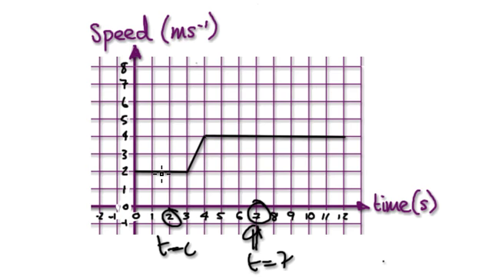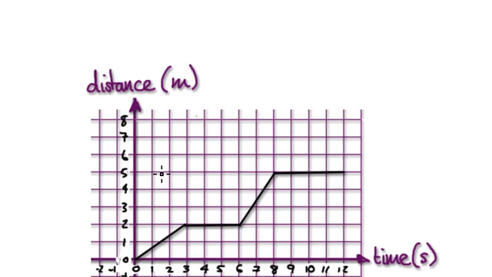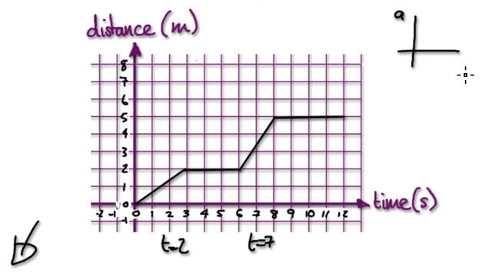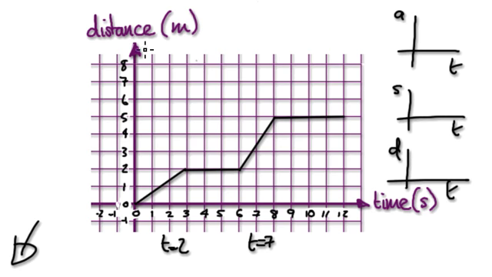Okay, the next one: given the distance time graph, let's say for a car, at time equals 2 and at time equals 7, which of the two times is the car going fastest? Press pause and have a go. Visualize the three graphs in your mind. You've been given the distance time graph, so you've been given this graph here.